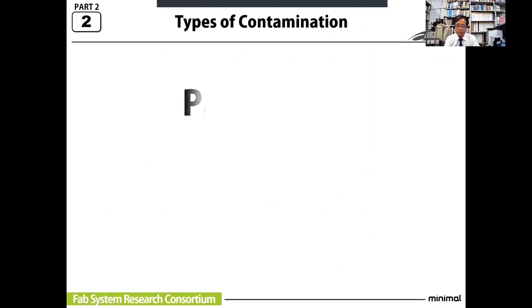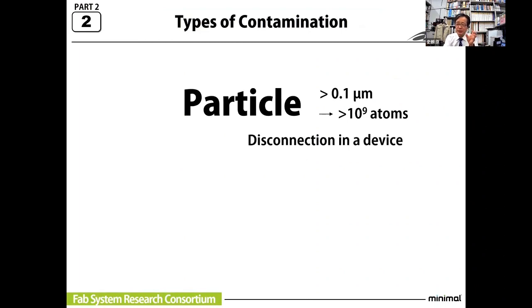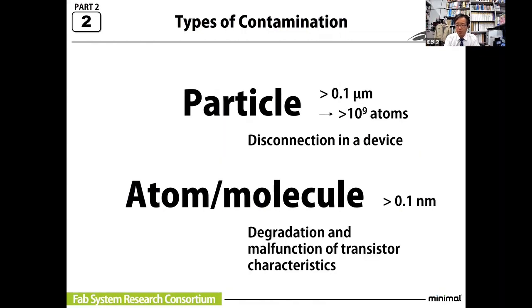So I will talk about the particles and atoms. There are 2 types of contamination. The first one is particles, with a size of about 0.1 micron, which converts to an atom number of about 10 to the 9th, a huge number. A particle disconnects the device wiring, of course. The second one is atoms or molecules. The size is about 0.1 nanometer, and they degrade, modify or break the transistor characteristics.